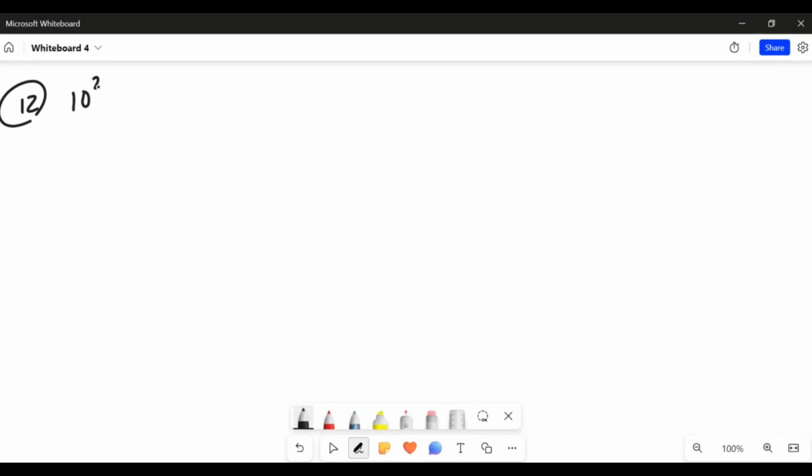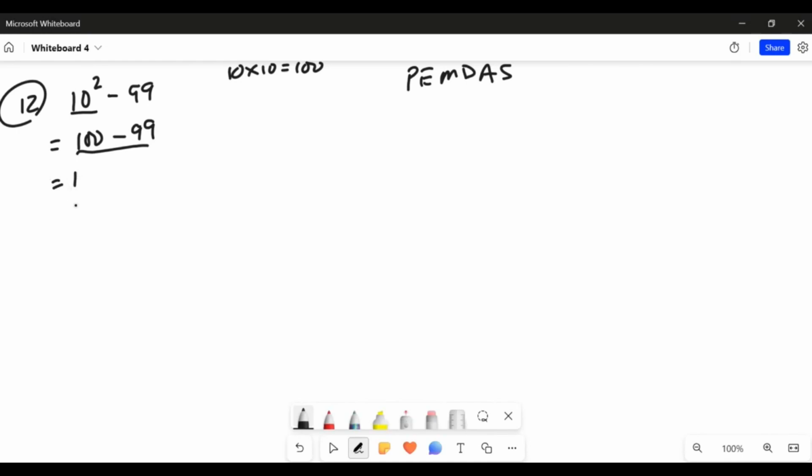12 was 10 squared minus 99. Please excuse my dear Aunt Sally. Parentheses, no. Exponents, yes. 10 squared means 10 times 10, and 10 times 10 is 100. Then any parentheses? No. Exponents? No. Multiplication or division? No. Addition, subtraction? Yes. 100 minus 99 is 1.